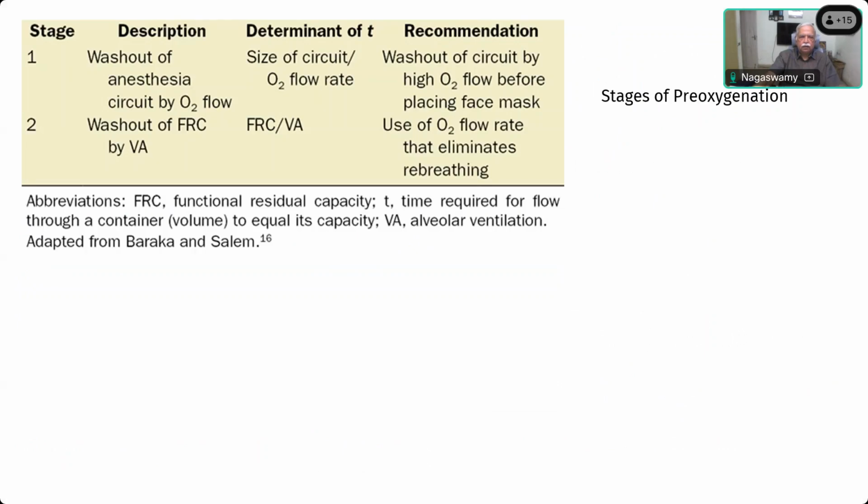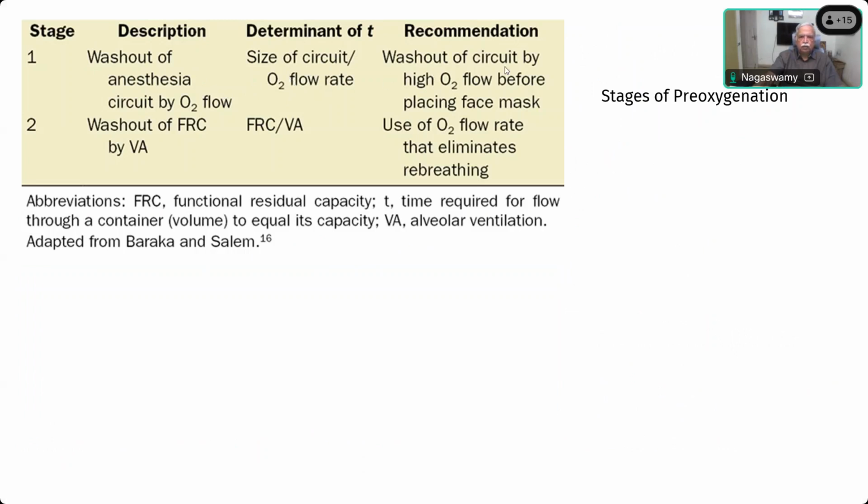What are the stages of preoxygenation? Initially, what you do is the washout of the anesthesia circuit by oxygen flow. The entire oxygen and breathing circuits are filled with room air before you start giving the oxygen. So first that air has to be washed out. All the corrugated tubings, the face mask, everything which is filled up with room air, you wash out and fill them up with oxygen. So it depends on the size of the circuit and oxygen flow rate.